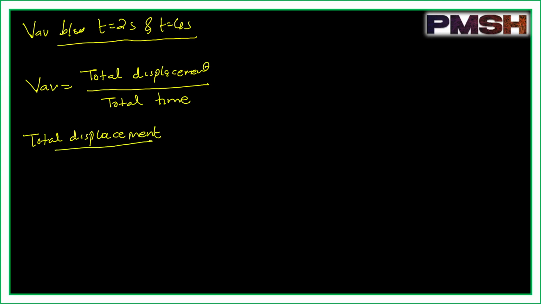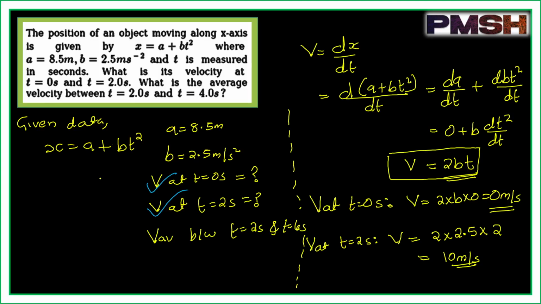Total displacement. So the expression for displacement is x is equal to a plus bt square. We want to find the displacement at t is equal to 2 seconds, and also the displacement at t is equal to 4 seconds. Then what you will do? You will subtract the displacement at t is equal to 2 seconds from the displacement at t is equal to 4 seconds. Clear? Okay, we'll do it, so it will be more clear.